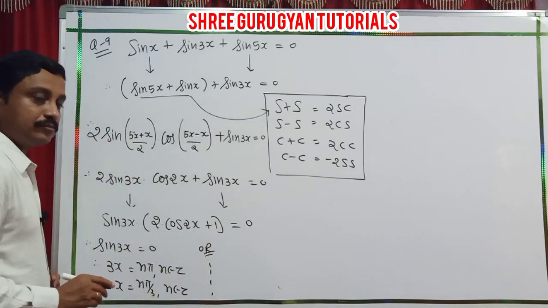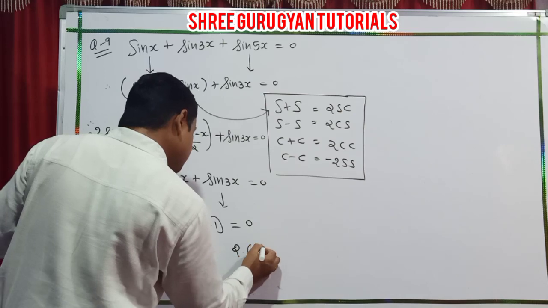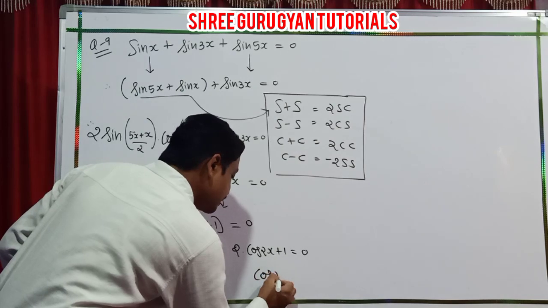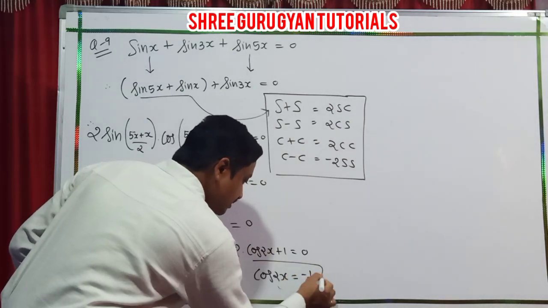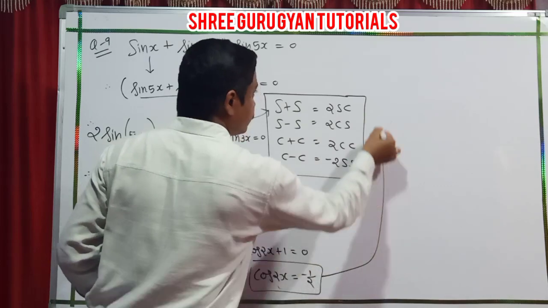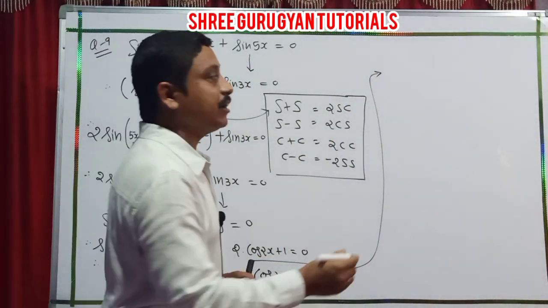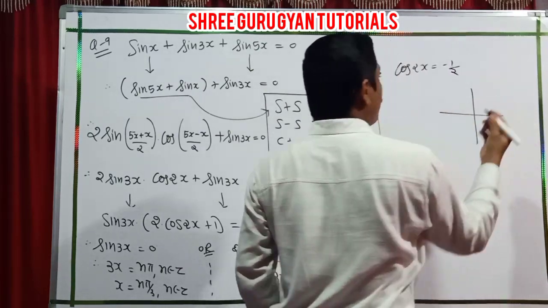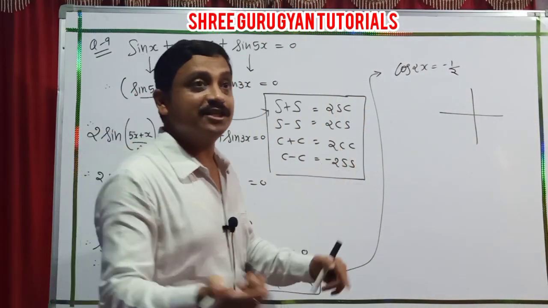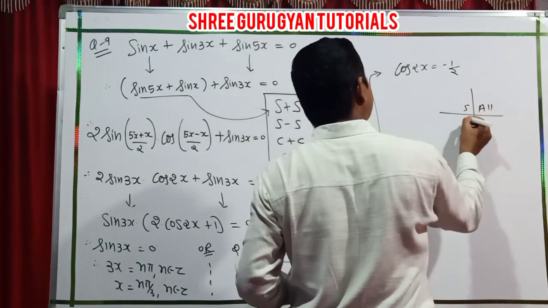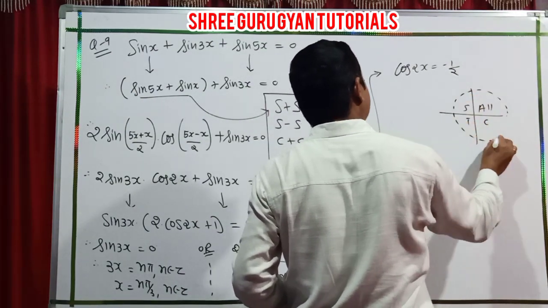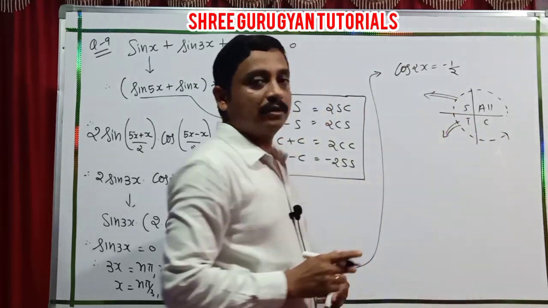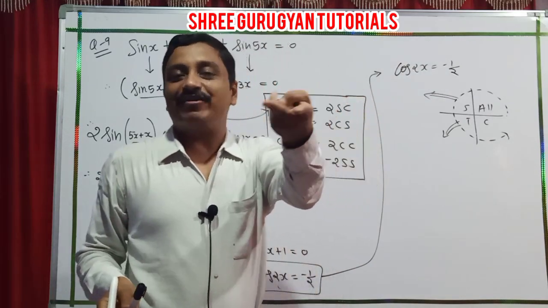Now otherwise, the second value: 2 cos 2x plus 1 is equal to 0. So definitely I am saying cos 2x is equal to minus half. And this answer students, I explain here. In cos 2x is minus half, yes students, when cos is negative, in the All Sin Tan Cos rule, I rotate anti-clockwise. Cos negative is in the second quadrant and third quadrant.